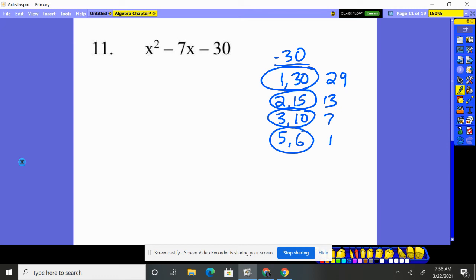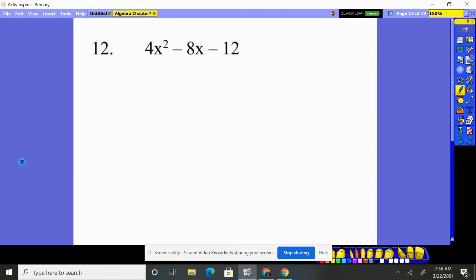Now, who gets the negative, who gets the positive? Well, it's a negative 7x, so I need the negative to be on the bigger number because I need to lose more than I gain. So I'll lose 10. So this will break to x plus 3, x minus 10.